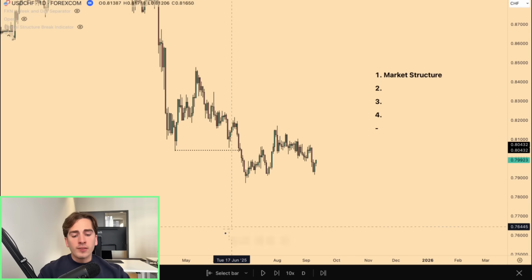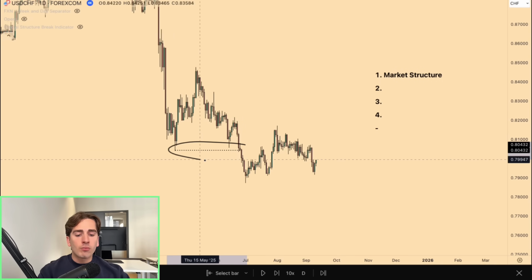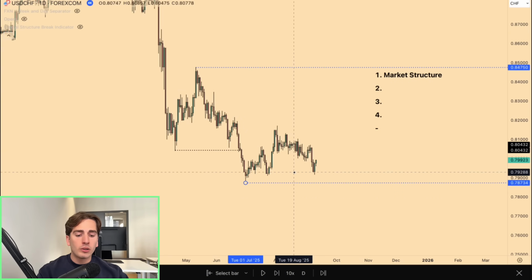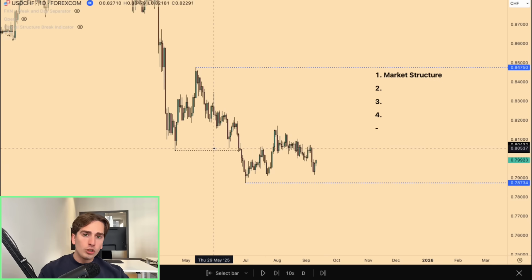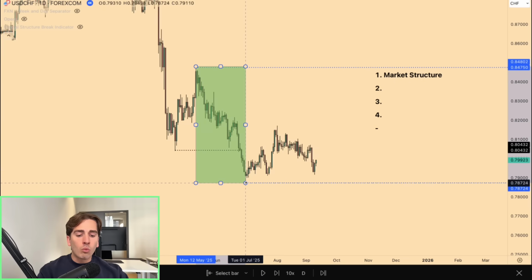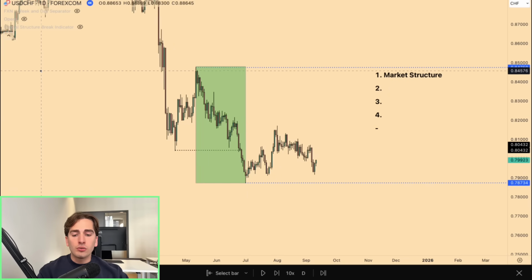Now, after understanding that we had a break of market structure here, we can then draw in our overall swing high, which is this high over here. We can draw in our overall swing low, which is down over here. Now, what you want to do every single time you view a chart is write down what phase of the market you are in, because the market consists of two different phases.